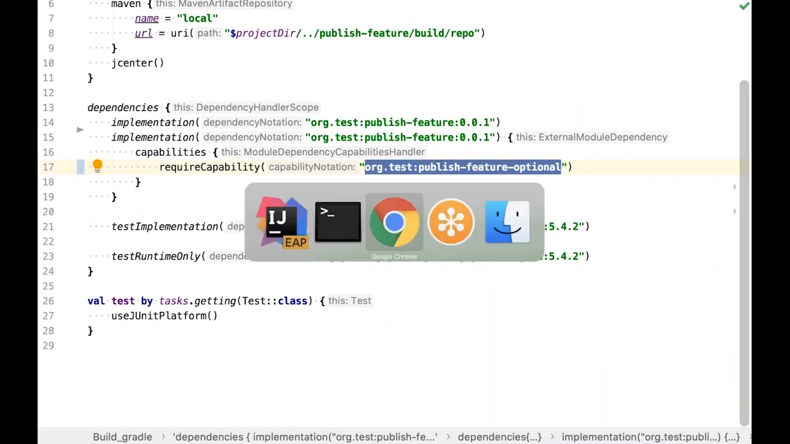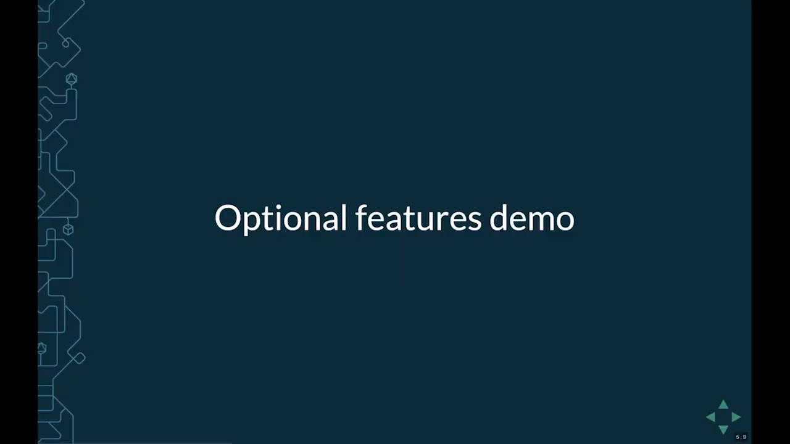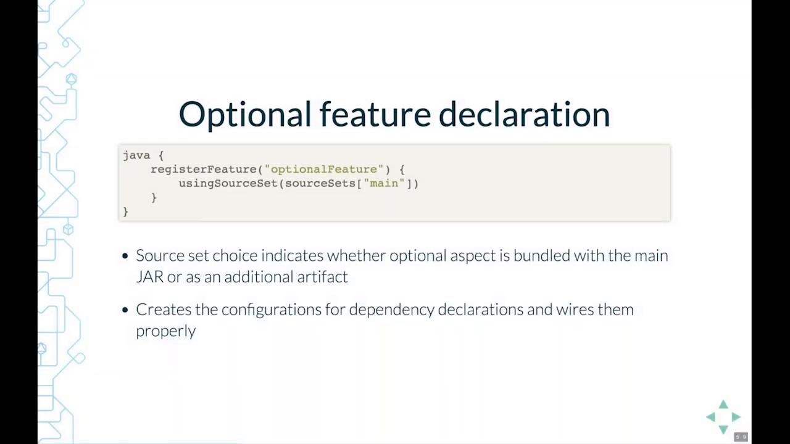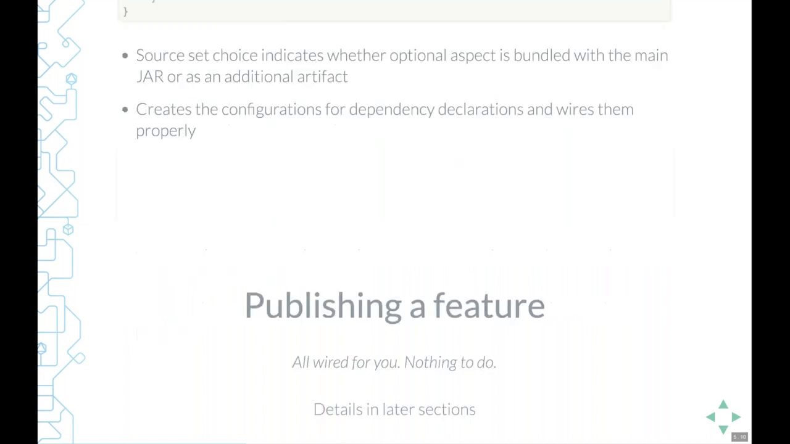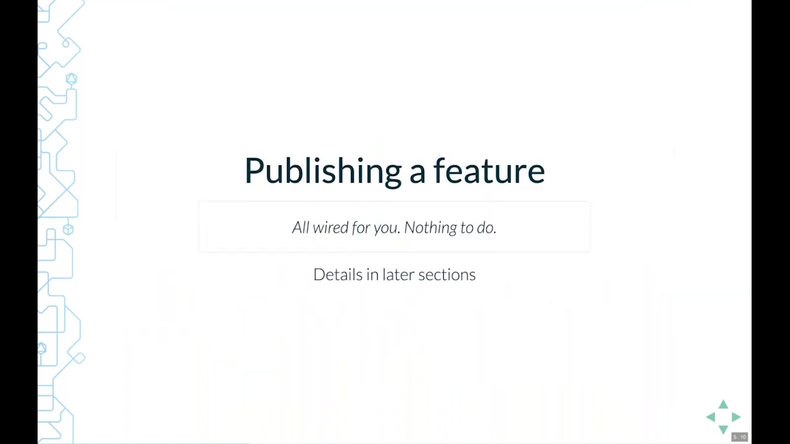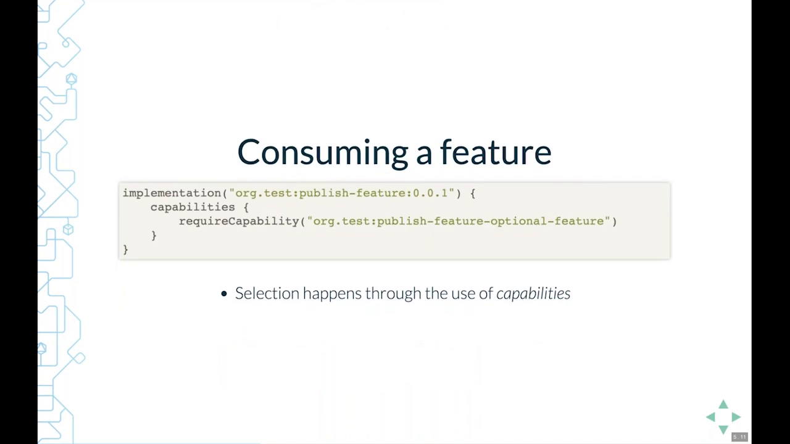So again, a quick recap. What you do is you register the feature. The choice of the source set indicates whether or not the feature will also have an attached artifact or whether it will just be about dependencies. It again creates all the configuration and wires them. On the publishing side, as you've seen, we didn't do anything. It's taken care of by Gradle. Again, details to come really soon this time. And on the consuming side, I need to require the capability. And so selection happens through the use of capabilities.